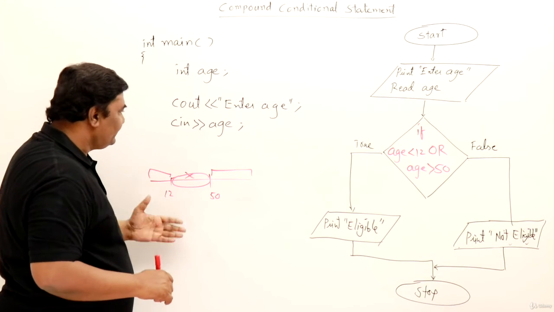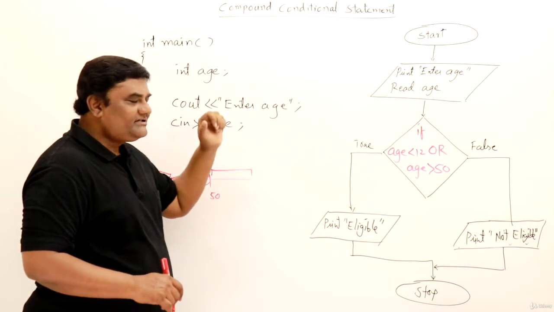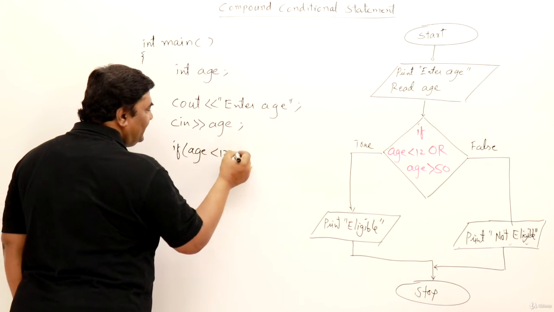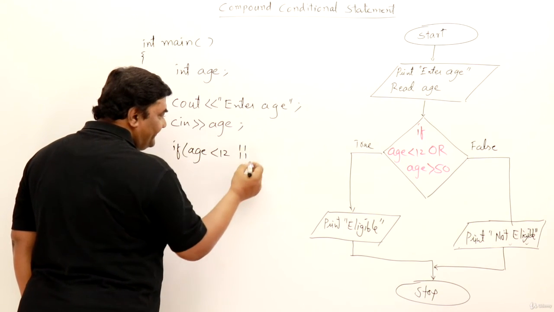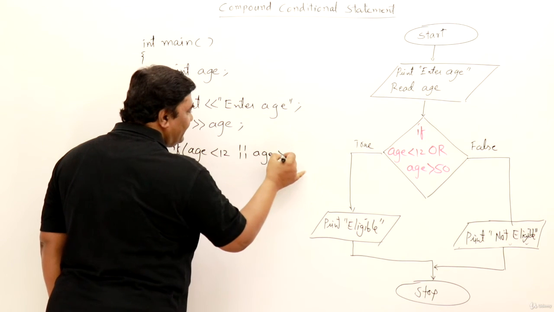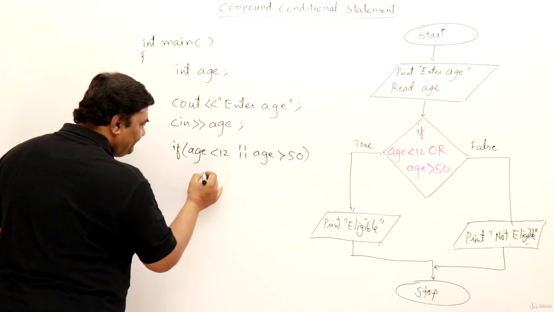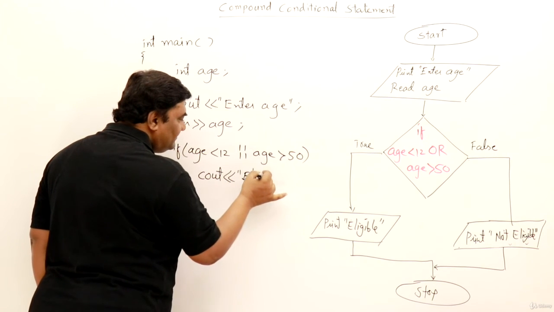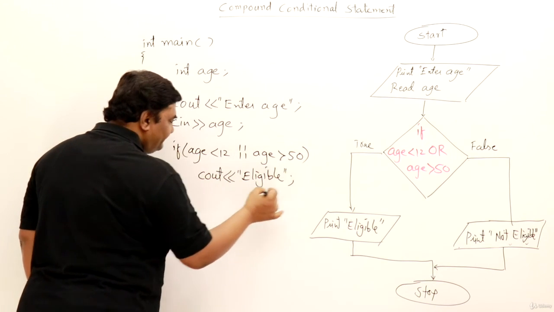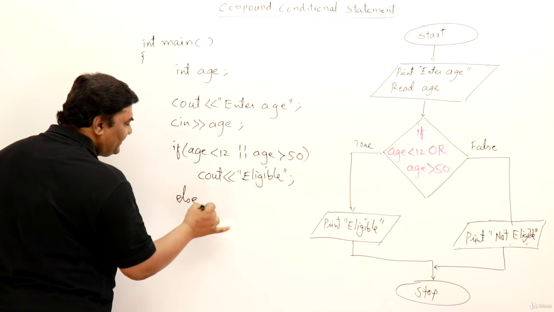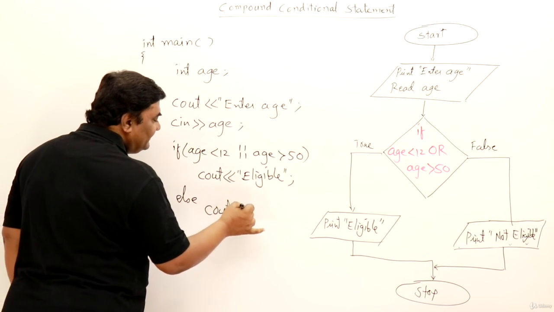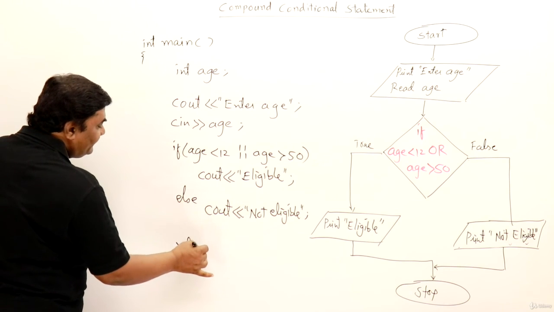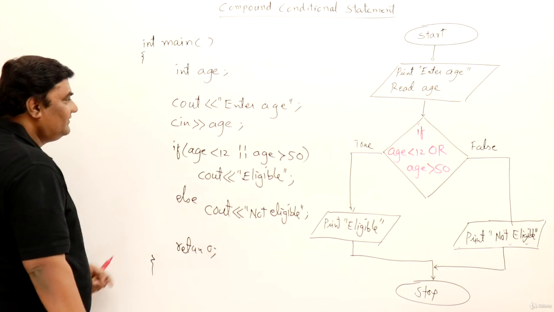Already we have this. So I just have to write the condition and give a message. Here I will write the condition. If age is less than 12, or means double pipe we use, and age is greater than 50, then we will print a message by saying cout eligible. Otherwise means else. I just have to give the message that is not eligible. That's all. End of main function. So say return 0 and end.